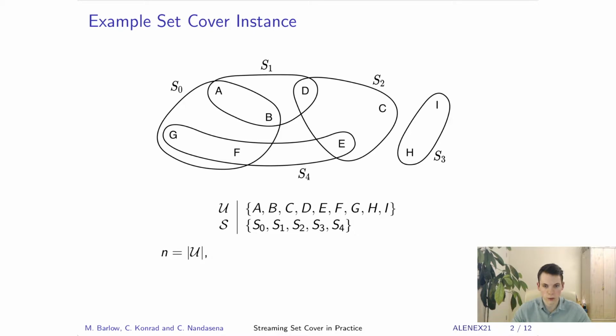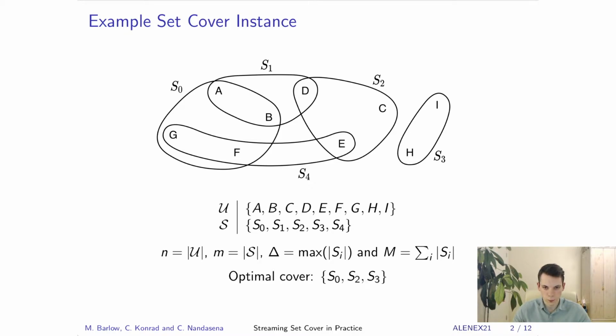So it's also useful to define some additional parameters that we will use for analysis later on. So n is the size of the universe, in this case it's 9. M is the size of the set collection, in this case 5. Delta is the size of the maximum set, or the maximum set size, in this case 4, and M is the sum of the set sizes, so the total size of the problem input.